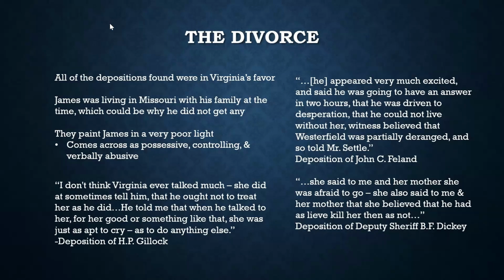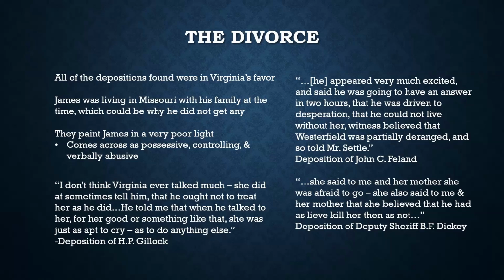And there was also an incident at Rocky Hill at her father's house where the deputy sheriff, Benjamin Dickey, was visiting with the family when James showed up, demanding Virginia give him an answer on whether or not she would go away with him. One of the witnesses said that he was driven to desperation and believed he was partially deranged. And then Virginia told the deputy sheriff that she was afraid to go talk to James because he was as like to kill her as not, which is very concerning. In the end, she did end up talking to James. He ended up staying the night because her father was able to calm him down.